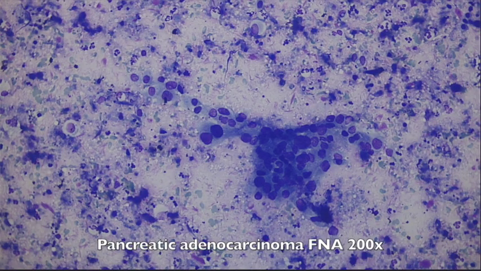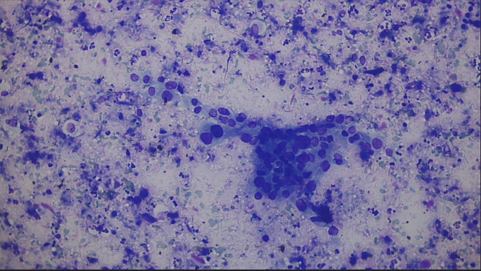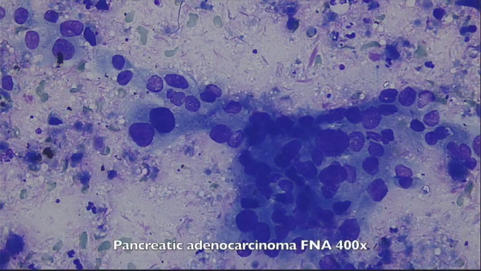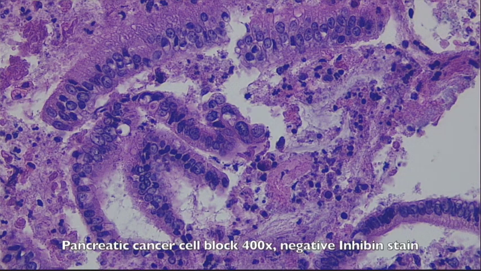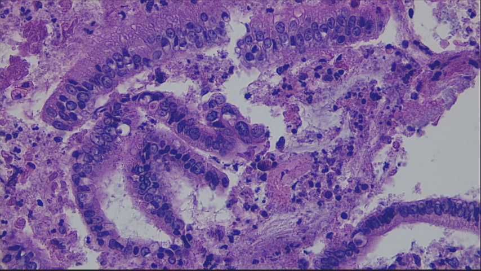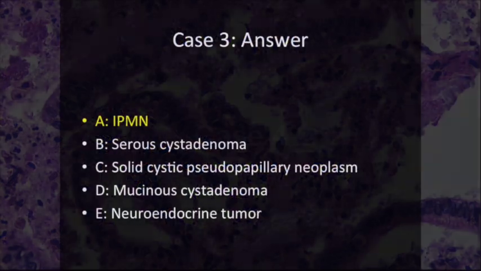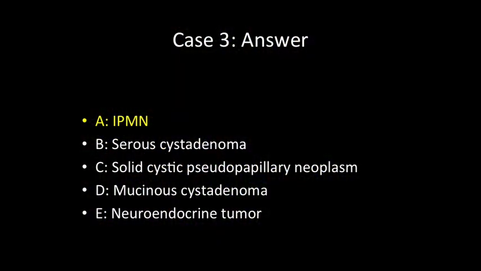In-room cytology demonstrated large, bizarre pleomorphic cells with a high nuclear to cytoplasmic ratio within a necrotic cystic milieu. This was consistent with pancreatic adenocarcinoma. There was a question of whether it was arising from a serous cystadenoma or IPMN. Immunohistochemical staining for inhibin was performed, and its negative status suggests IPMN as the underlying pathologic process. The answer, therefore, is A. IPMN.